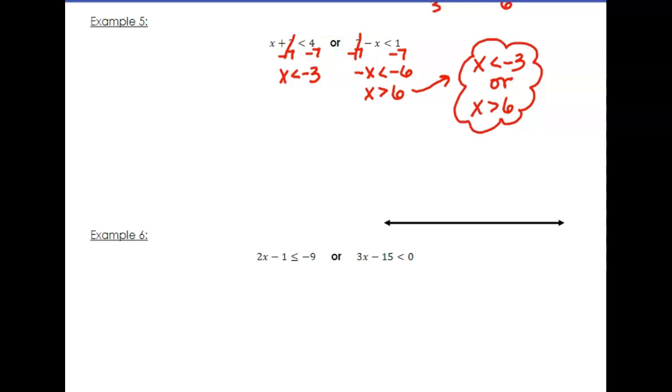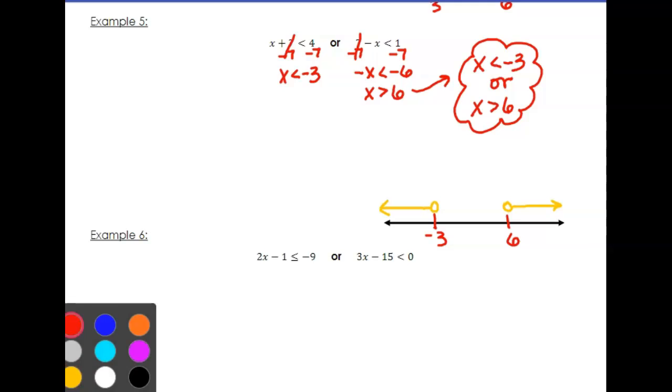So I'm going to figure out what that looks like. I'm going to graph my -3 and my 6. And if x is less than -3, less than means an open point. Less than is all the values to the left. If x is greater than 6, that's another open point, but the greater than values are to the right of 6.